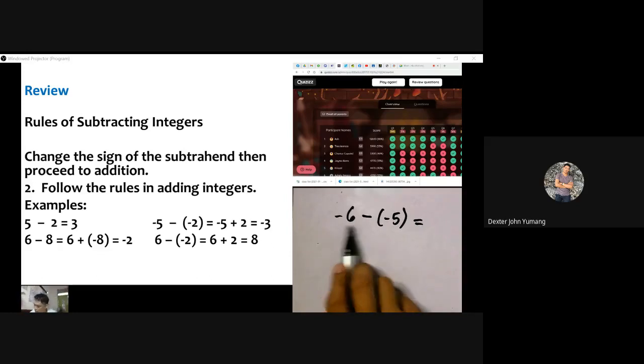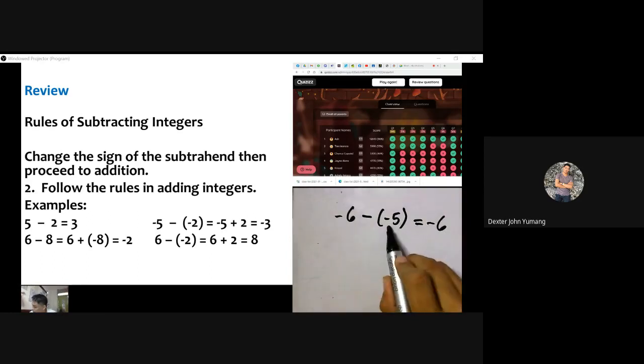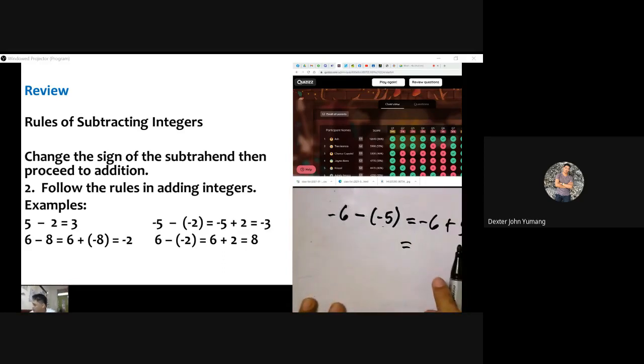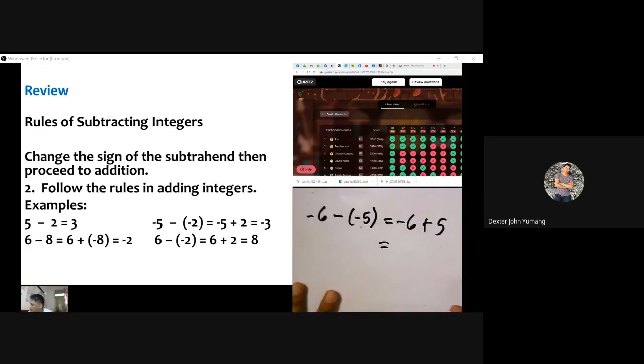So in this case, negative 6 tapos negative negative. Isulat muna natin negative 6. Negative negative magiging positive plus 5. Now, do they have the same signs? Yung negative 6 at saka 5. Do they have the same signs? Wala po silang the same na sign.